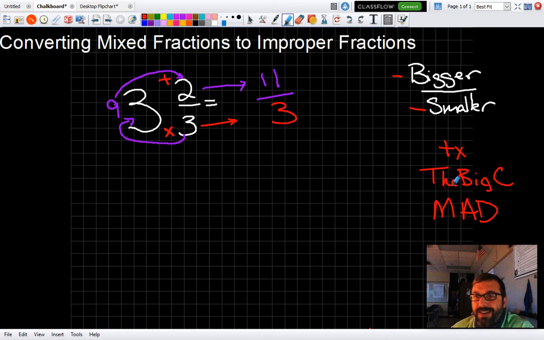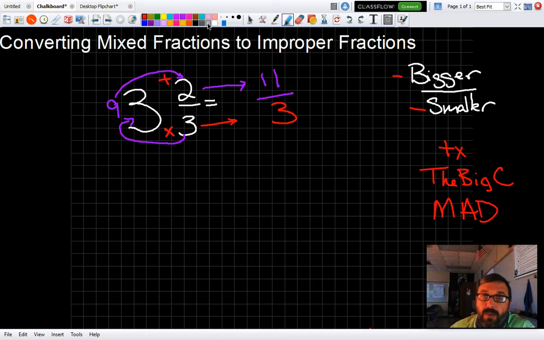Now, where did we get TX from? The TX is right here. Our plus and our multiply kind of looks like a TX. And then the circle I made with the purple is a lot like a big C or even a horseshoe. But let's take this a step further. Now that I've shown you the method for this, let's talk about what we are actually saying.